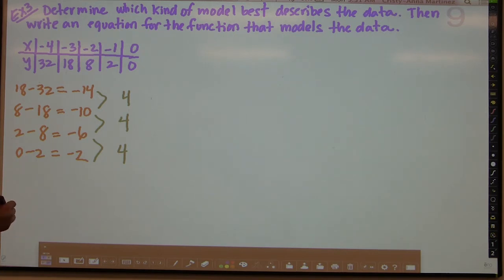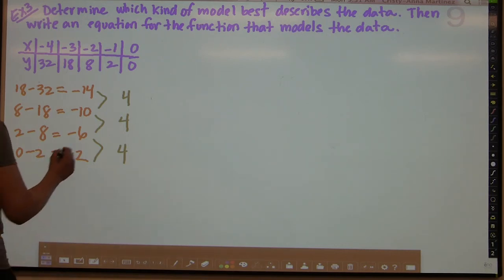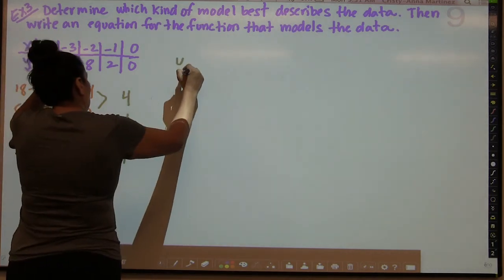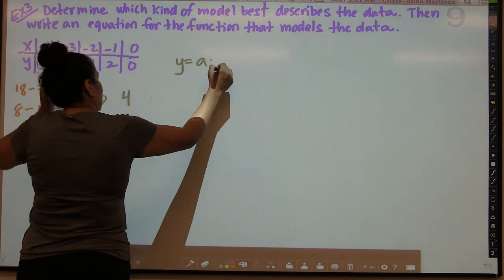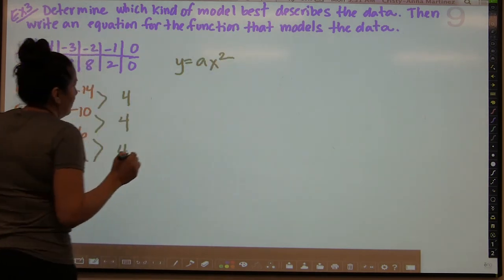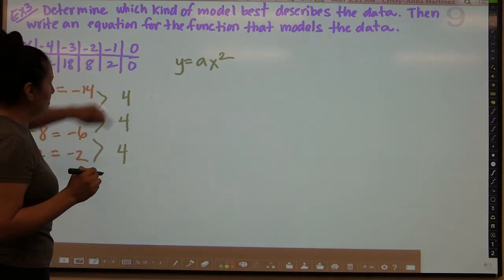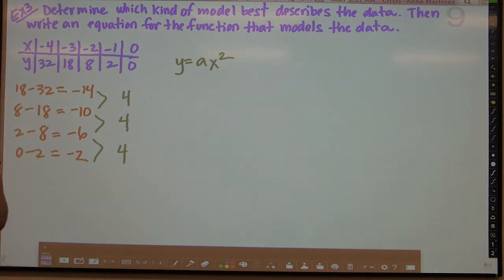So this is going to be a parabola, and it's going to be y equals ax squared. And I know that because it has 0, 0 as one of its points there. So it's going to be a form of y equals ax squared.